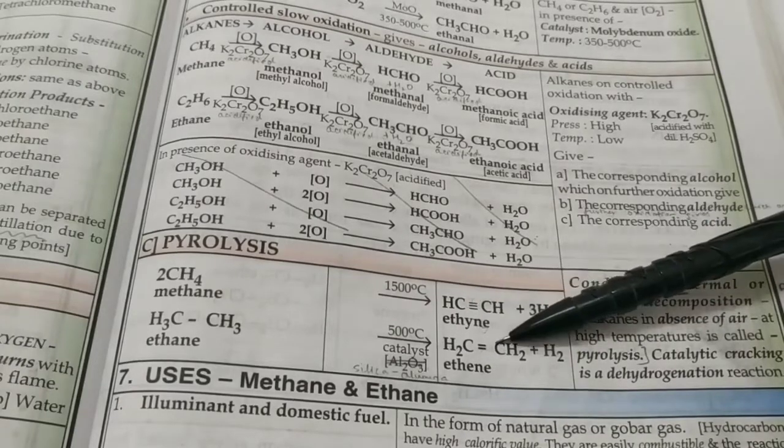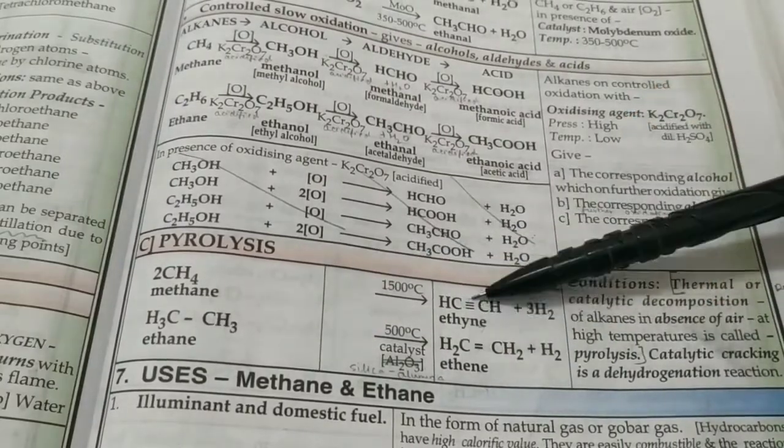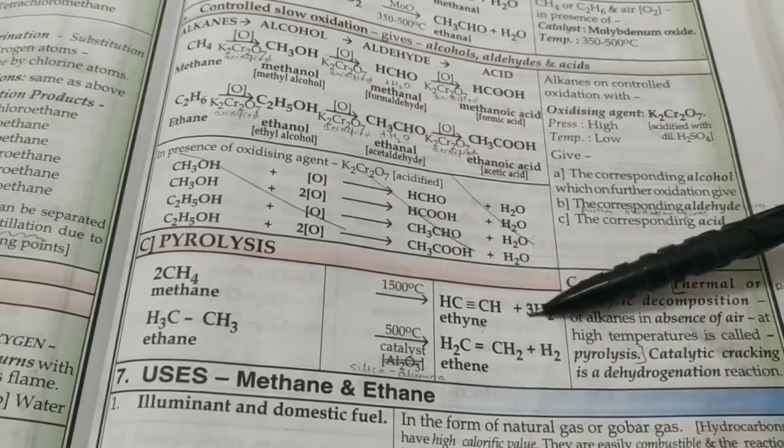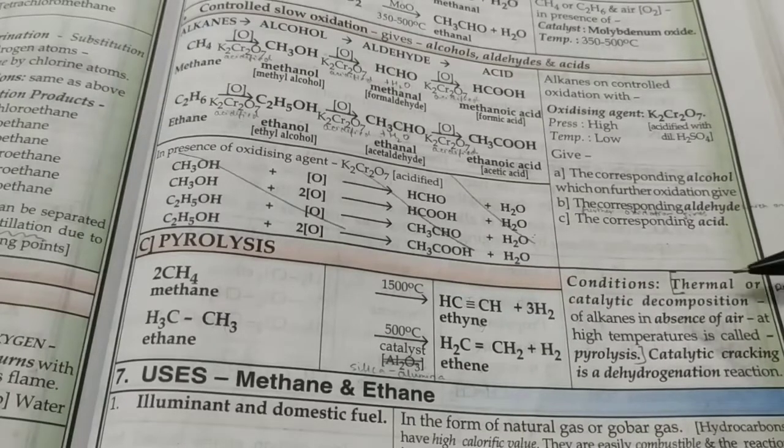Because what are we doing here? We are removing some of the hydrogen and we are converting the single bond into a double bond or a triple bond. If they have double or triple bond, they don't need so many hydrogen atoms, so that will be released. That's called pyrolysis. It is also called thermal or catalytic decomposition.